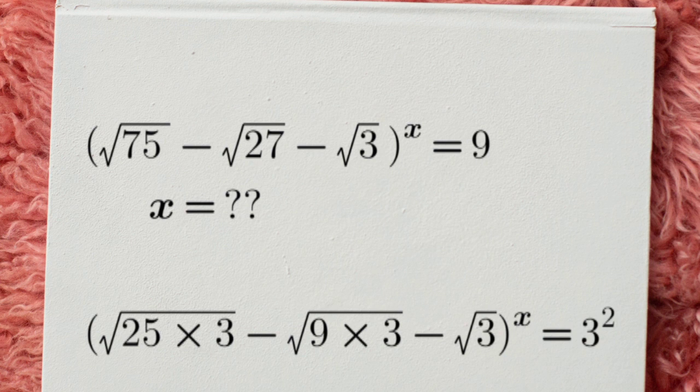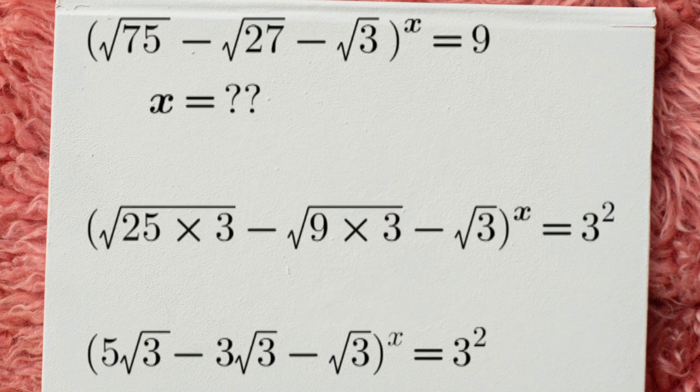Now with this, the square root of 25 is going to give us 5 and the square root of 9 is going to give us 3. So we have 5 square root of 3 minus 3 square root of 3 minus square root of 3, all raised to the power of x, is equal to 3 raised to the power of 2. Now 5 square root of 3 minus 3 square root of 3 is going to give us 2 square root of 3. Then 2 square root of 3 minus square root of 3 is going to give us just square root of 3.